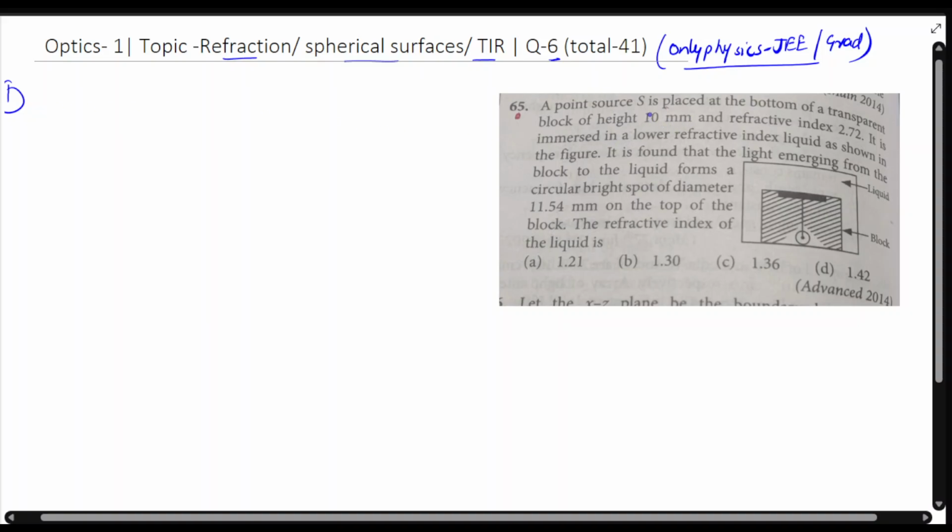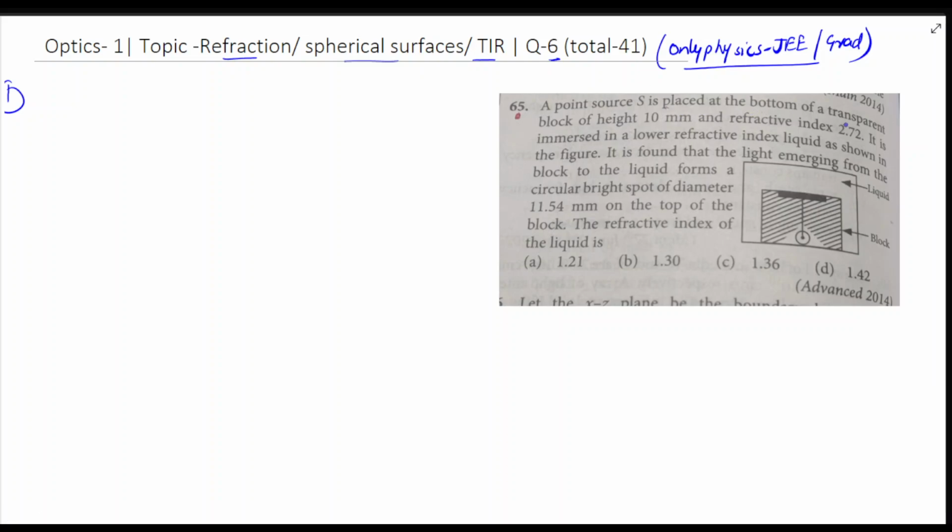So we have a point source S placed at the bottom of a transparent block of height this, and the medium is this. The shaded region has a refractive index of 2.72. It is immersed in a lower refractive index medium, let's say this has mu. So this situation is like this, right? If we have an object like this, the light will move like this. So this is R, this is H.